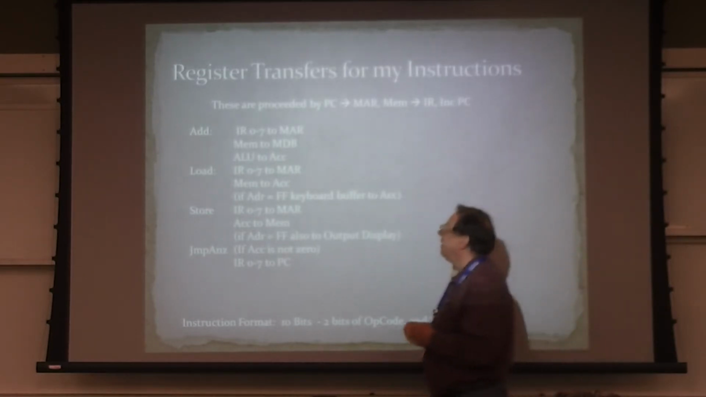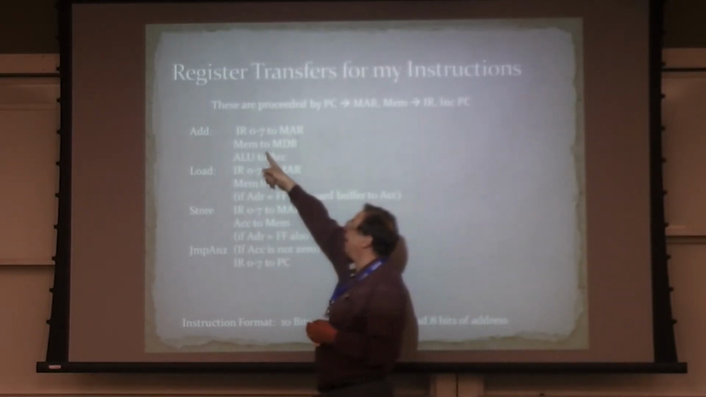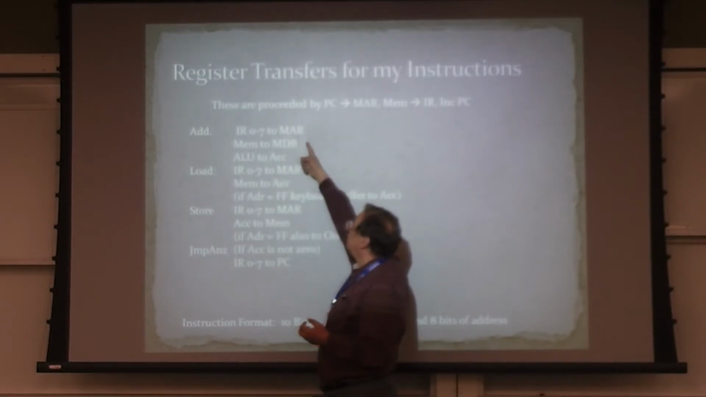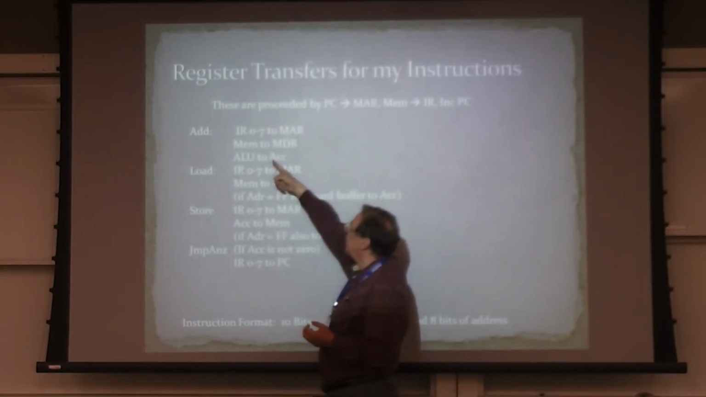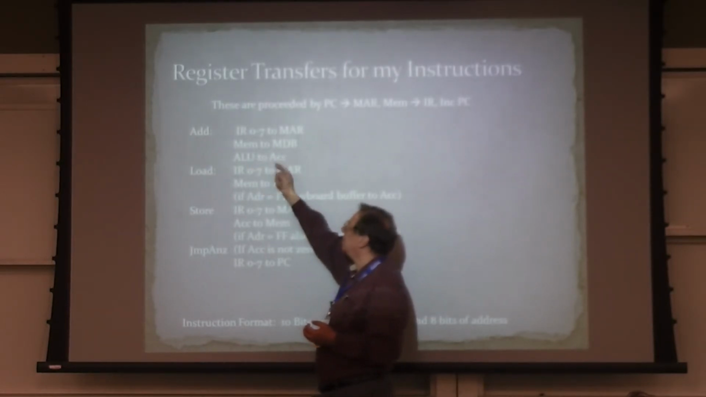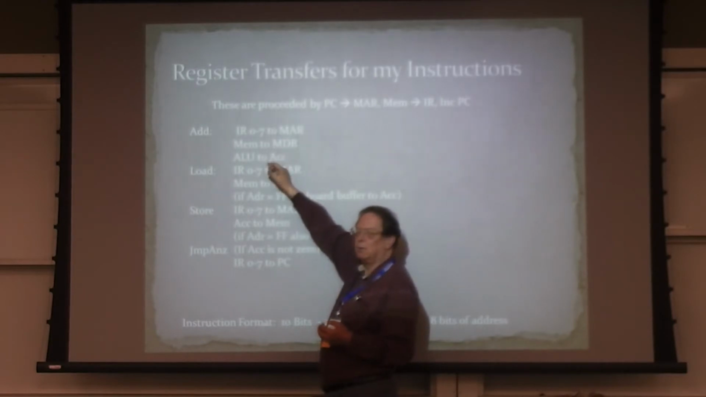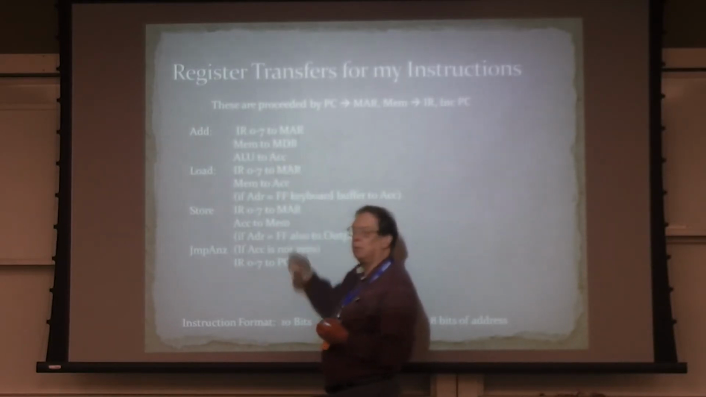So if it's an add, then we take the address part of the instruction and put it in the memory address register. We grab the value that's in memory at that location and put it in the memory data buffer. We hook the accumulator up to the arithmetic logic unit, so we add those two numbers, the one in the accumulator and the one we just put in the memory data buffer.